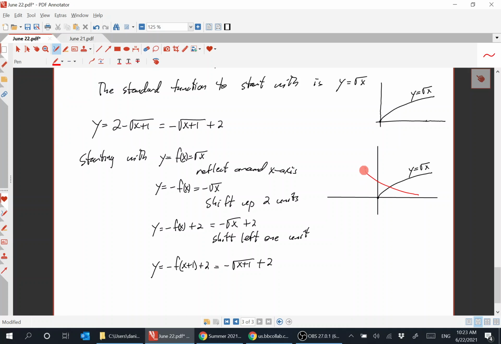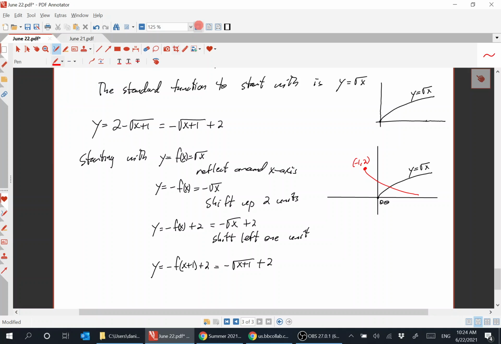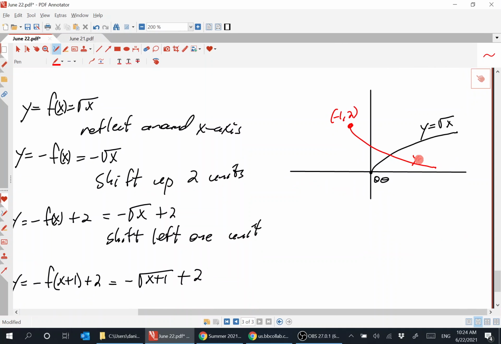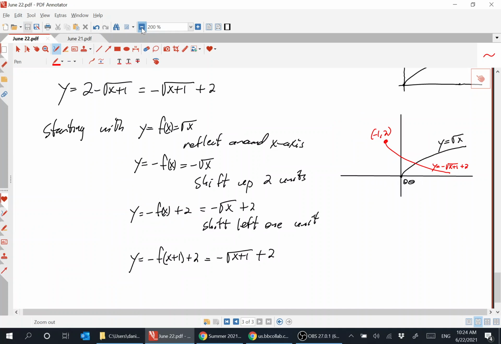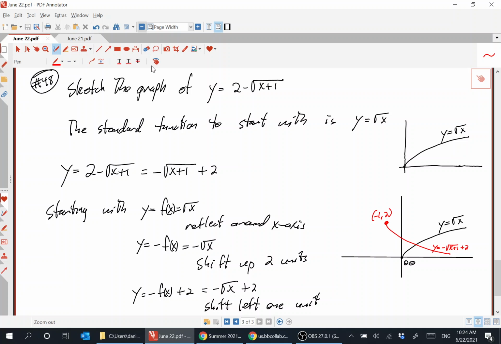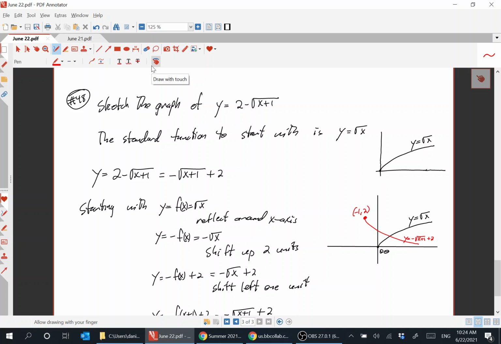And you indicate that shift by specifying what this point is. So that was the point 0, 0, right? And then you go up 2, left 1, so that's the point -1, 2. This is the point 0, 0. And so this is that function that we want: y equals minus root x plus 1 plus 2. Okay. So number 46 is a lot like that, although there's no reflecting involved. It's just shifting.